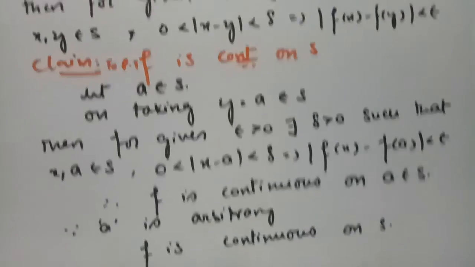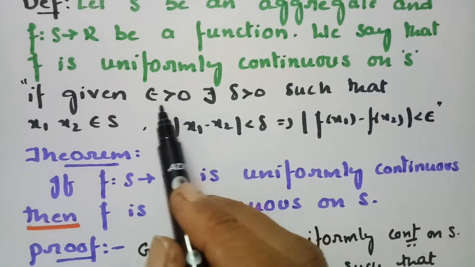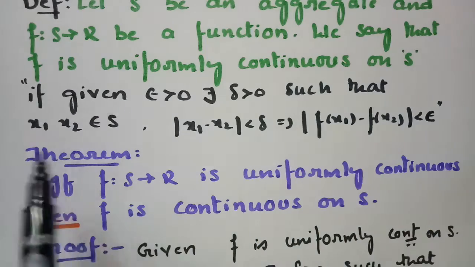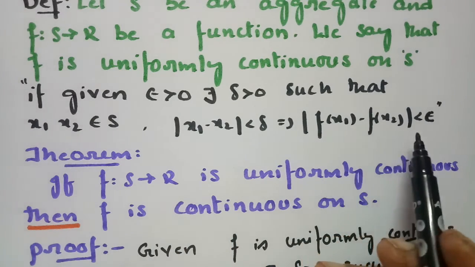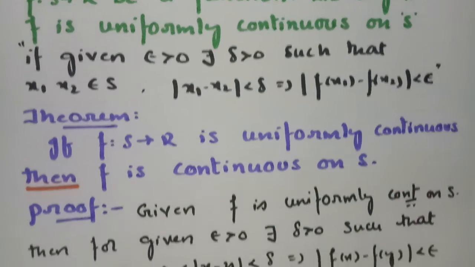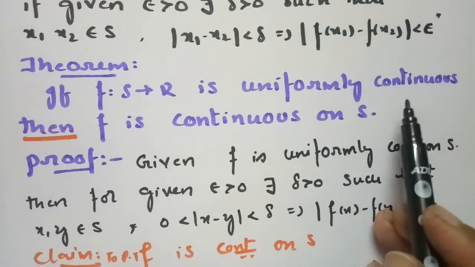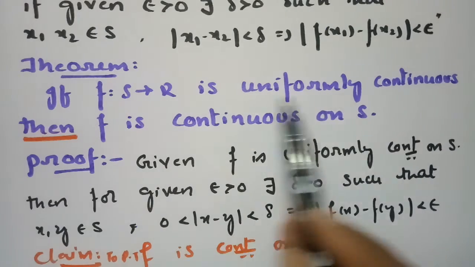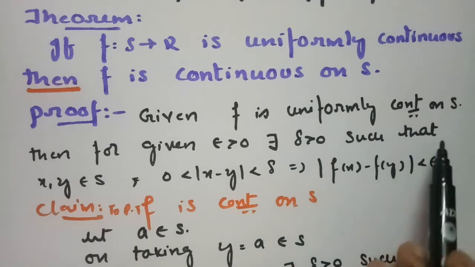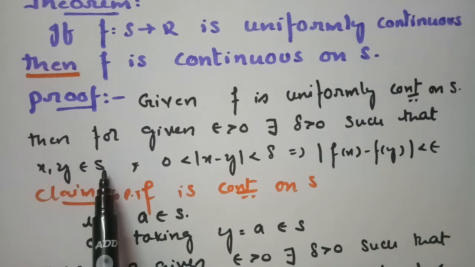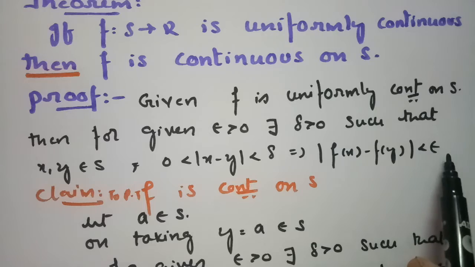See here, what is given? F is uniformly continuous is given. So according to uniform continuity, for epsilon positive, there exists delta positive such that x1, x2 belongs to S, modulus of x1 minus x2 less than delta implies modulus of f of x1 minus f of x2 less than epsilon. So the theorem is: f is uniformly continuous is given, and we have to show that f is continuous. So what is given? F is uniformly continuous on S. Then for given epsilon positive, there exists delta positive such that, in place of x1, x2, I have taken x comma y belongs to S, with 0 less than modulus of x minus y less than delta implies modulus of f of x minus f of y less than epsilon.